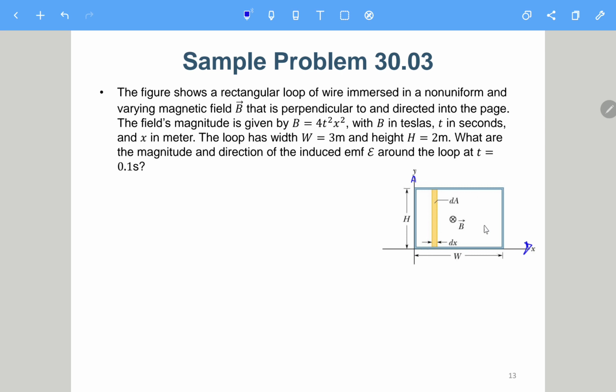Otherwise, if we need to calculate B dot dA, it will also be related to the y-axis, and then that will be more complicated. But hopefully, it is only related to time and the x-axis coordinate. The loop has a width W equals 3 meters, and the height is 2 meters. What are the magnitude and direction of the induced EMF around the loop at t equals 0.1 second?